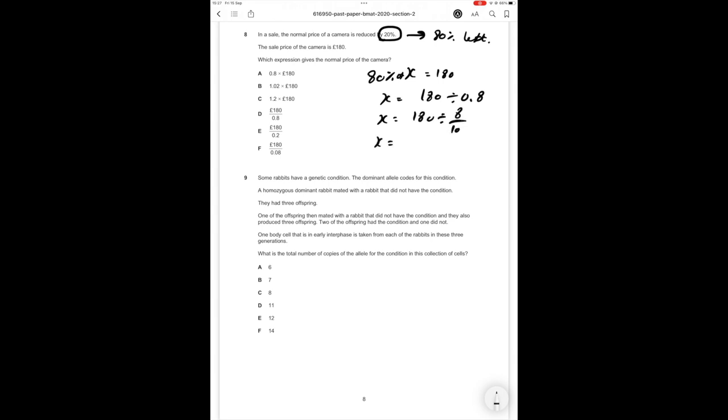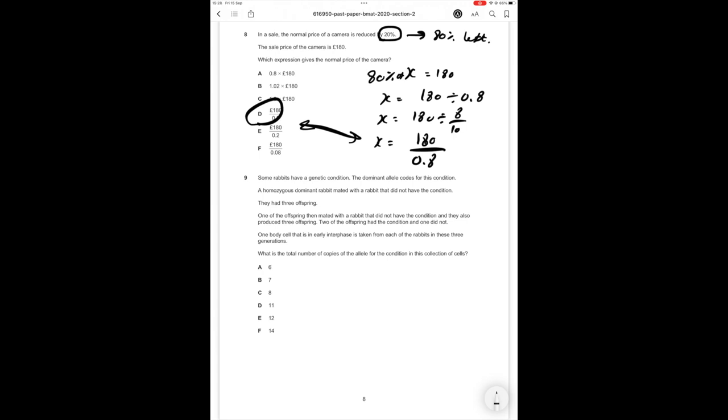X is equal to, well, from the answer options, one of the answer options is just 180 over 0.8. So therefore, the correct answer option in this case is D. And again, as I say with the BMAT, trying to work in fractions as much as possible makes life a lot easier. Okay, 9.